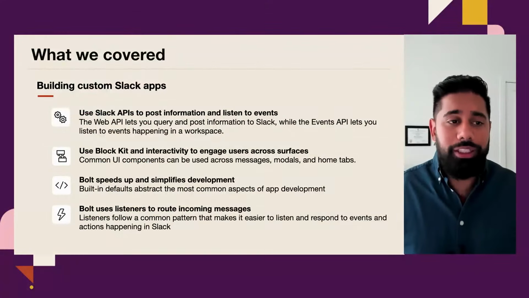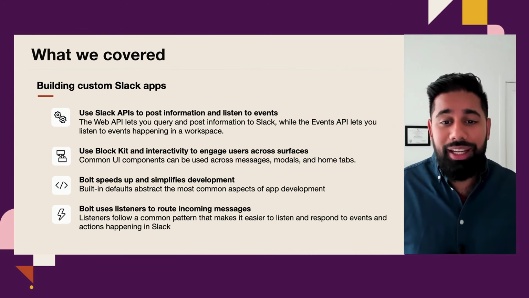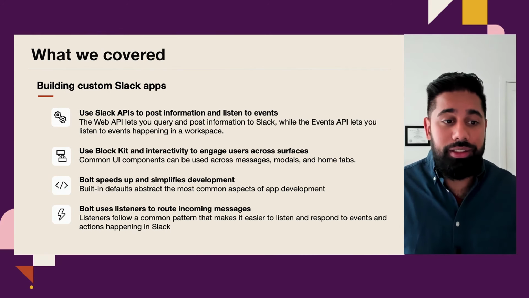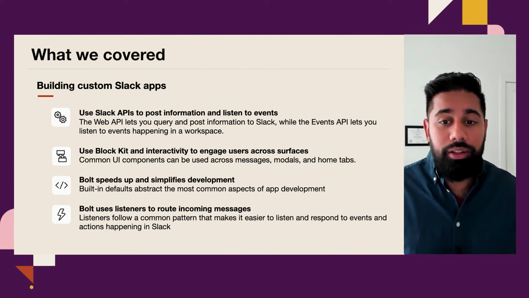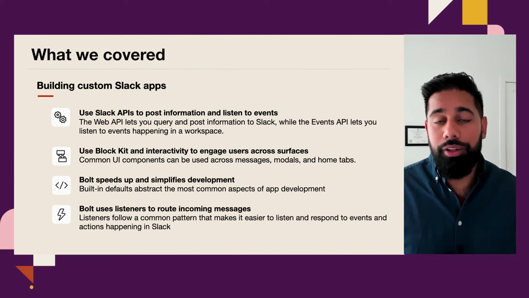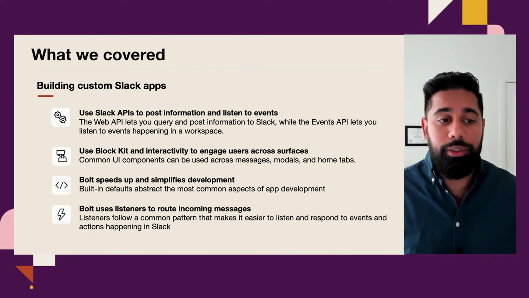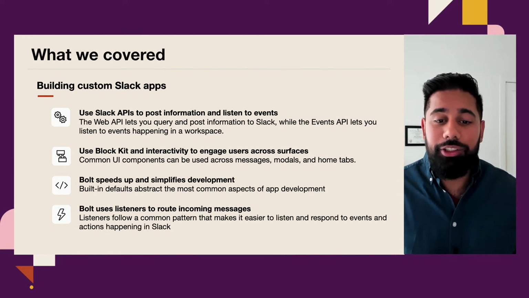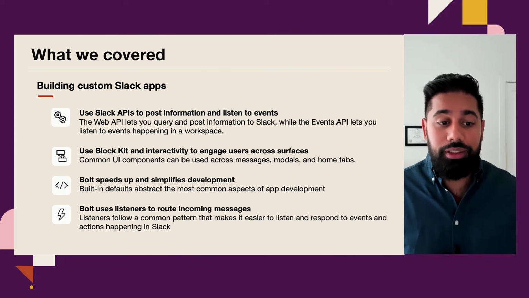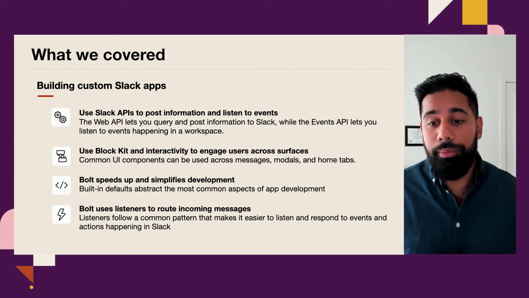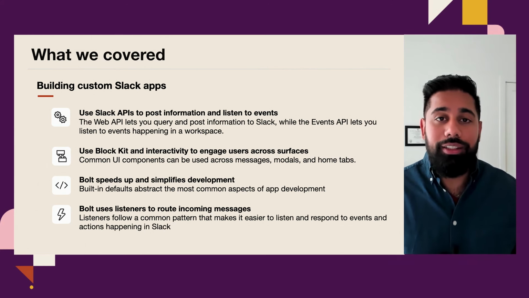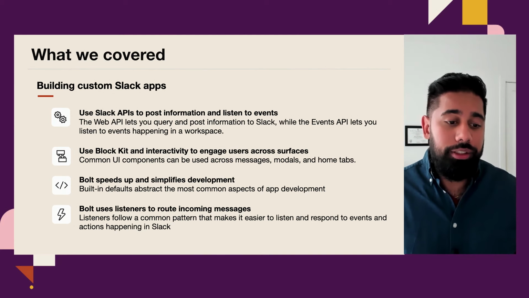So let's go over what we covered. Use Slack APIs to post information and listen to events. As you saw in our example, we used two web API methods, chat.postMessage and views.open. But there are many more available to you on the API website. Take a look to see what's there. Use Block Kit and interactivity to engage users across surfaces. You saw in my demo, I used buttons, I used modals. So definitely check out Block Kit.